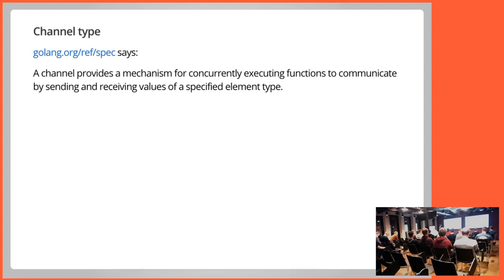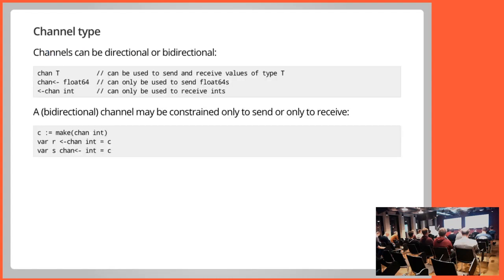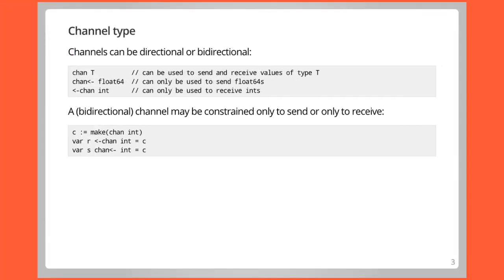Channel type. Everyone probably knows how we declare a channel type, but I wanted to point out that there is more than one channel type. Channels can be bidirectional or directional. We can define a channel that we can send to and receive values of type T from, and this is the bidirectional channel that we usually use. But we can also create a channel that we can only send data to, or a channel that we can only receive data from. And this is how we declare it.